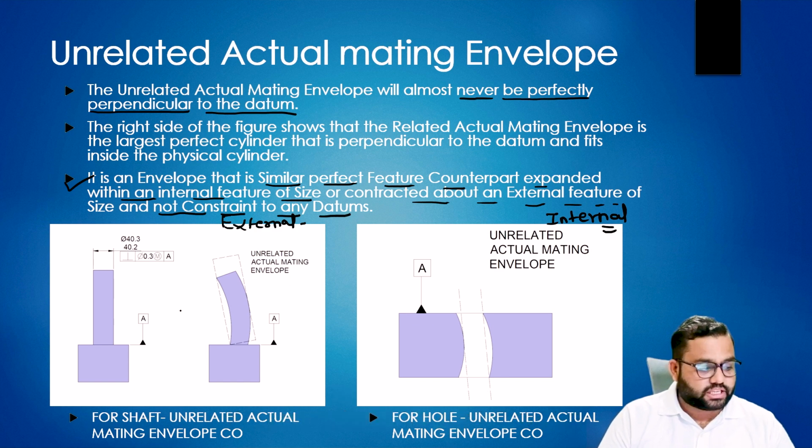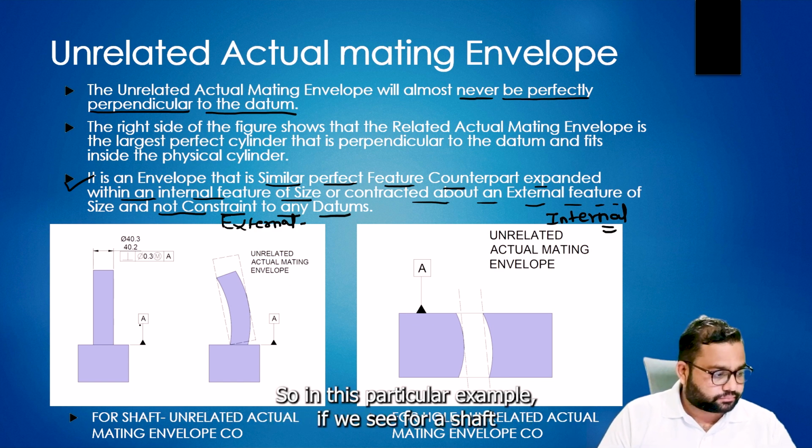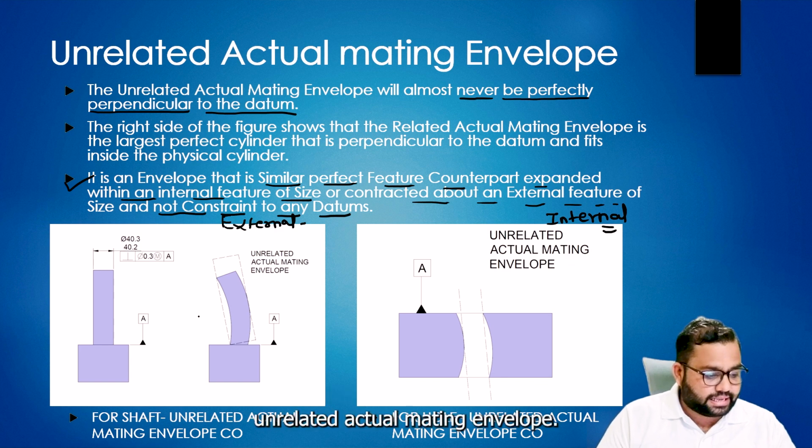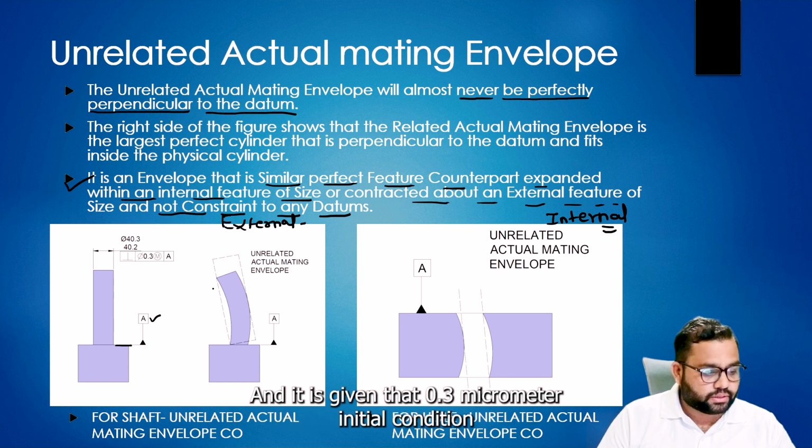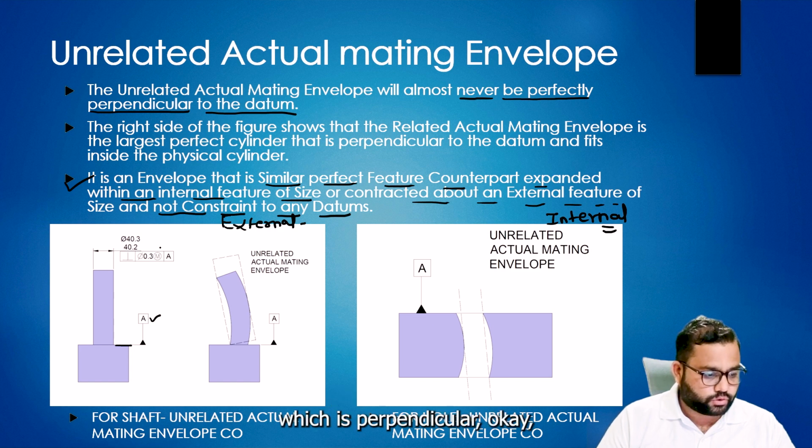In this particular example, let us look at the unrelated actual mating envelope for a shaft. This is the datum. A is showing the primary datum. This is the actual design, and these are the dimensions. It is given 0.3 at maximum material condition, which is perpendicular.